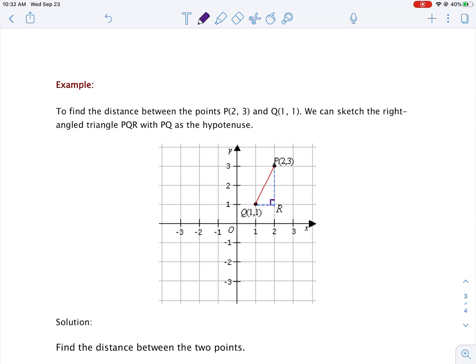Okay, and so in order to find this distance, now again, it doesn't matter which point you choose, as long as you make sure you stay consistent when you put them into your formula. So what I like to do, gosh, I keep drawing an X there, is I go, oh my Lord.